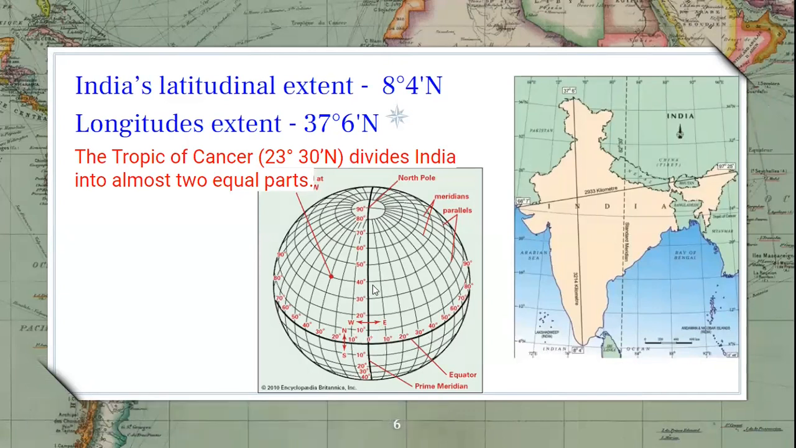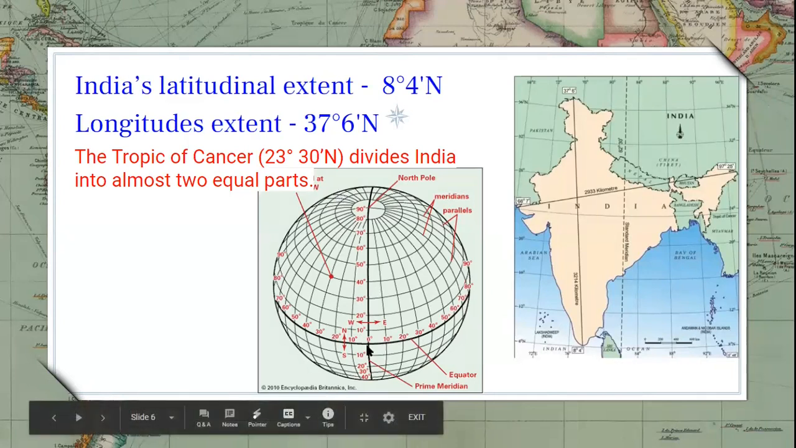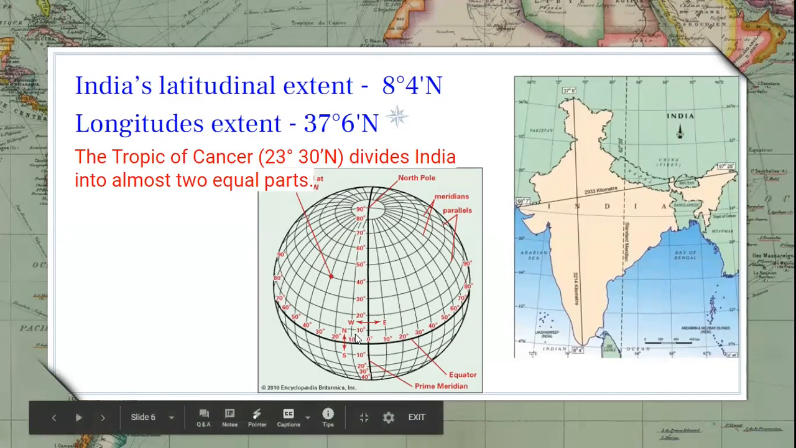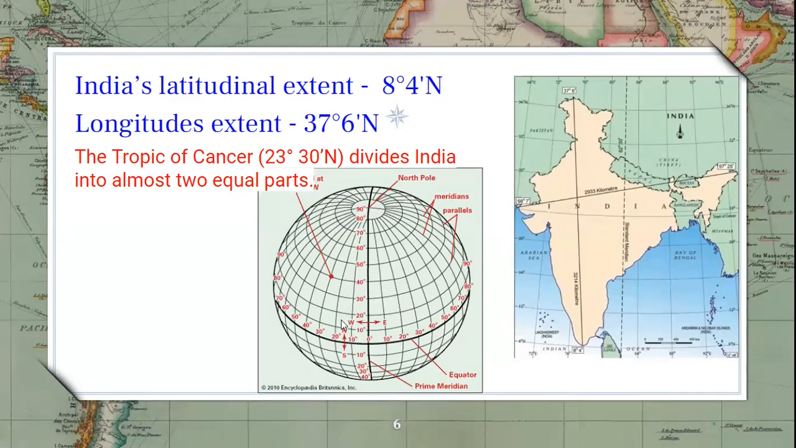On the globe, the equator passes through this region. The north side of the equator is known as the northern hemisphere. The south side is known as the southern hemisphere. So India is coming under the northern hemisphere, starting from 8.4 degrees north to 37.6 degrees north. This is the latitudinal extent of India, 8.4 to 37.6.